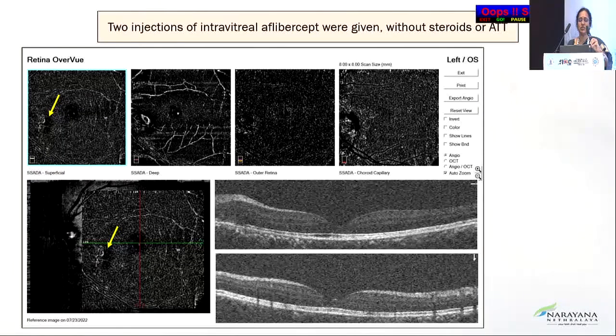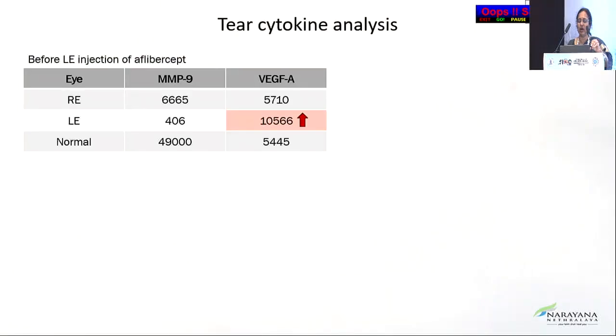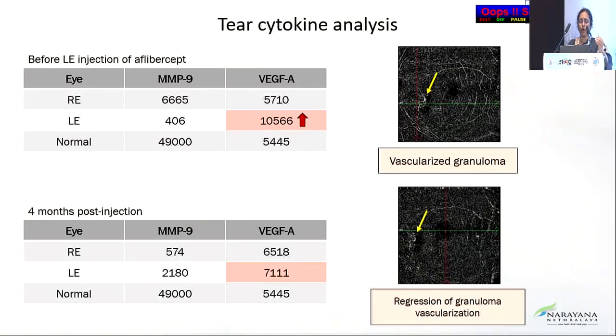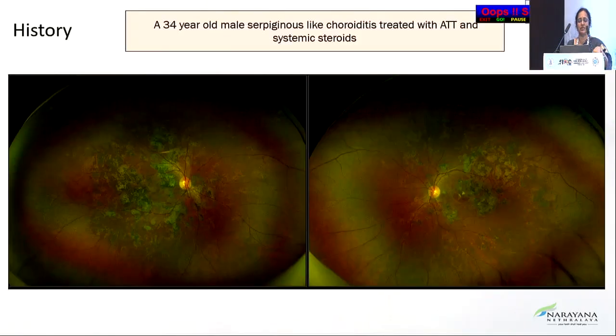The patient received 2 doses of anti-VEGF without steroids, following which we could see the resolution of the new vessels on the surface of the granuloma. Here again, we did the tear cytokines, which correlated with increased VEGF level with the vascularized granuloma, following which there was regression of the vessels and decrease in the VEGF level from the tears.